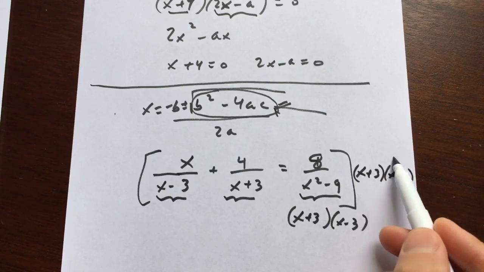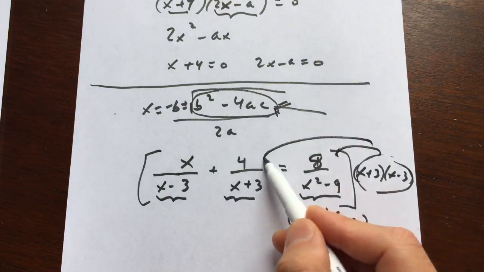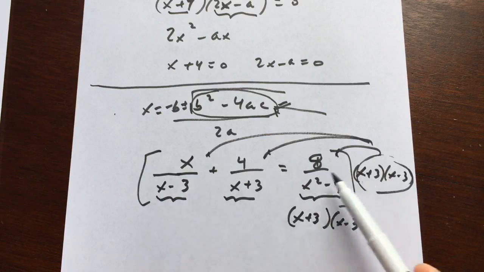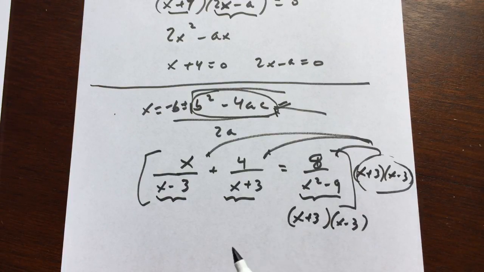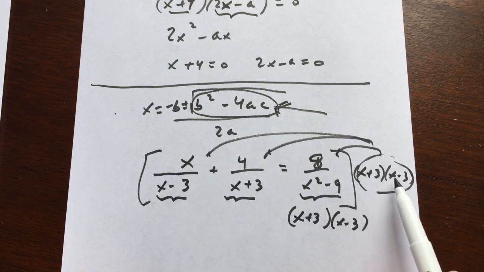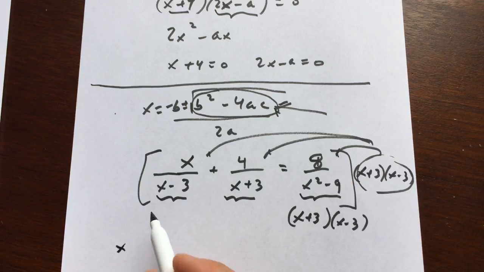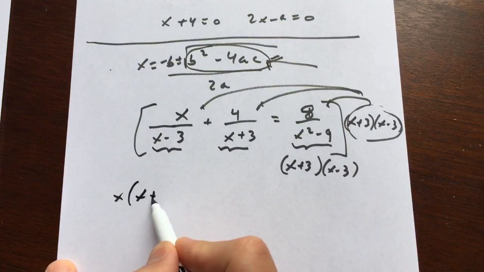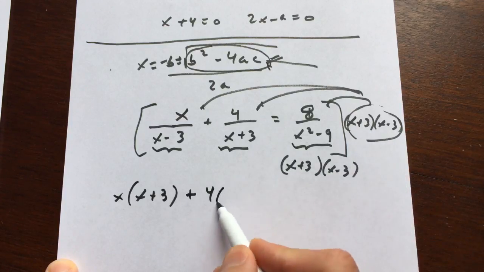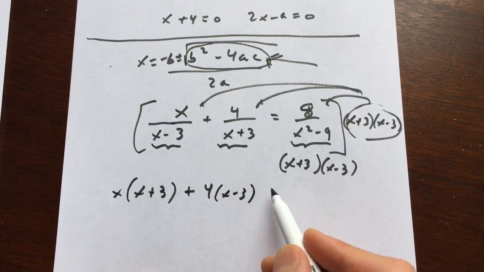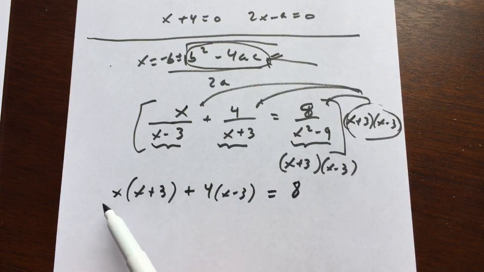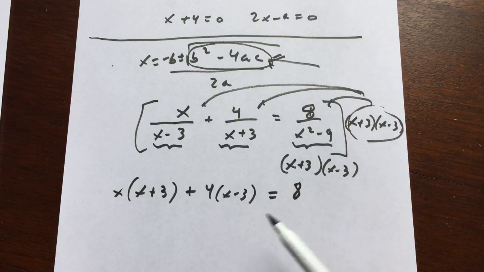So what you would do then is multiply through all the terms. You take this common denominator and distribute it to all the terms. What that does is it clears the denominators, so then you can go ahead and solve. Now you won't have any fractions. When I distribute here, see how the x minus 3's cancel? So you just end up with x times x plus 3. Over here, the x plus 3's cancel, so you end up with 4 times x minus 3. And over here, both the x plus 3 and the x minus 3 cancel, and you're just left with 8. Now that you've cleared the denominators, it's easier to solve.